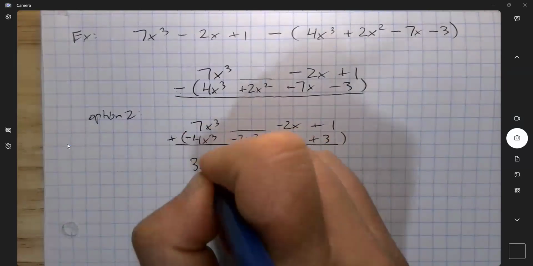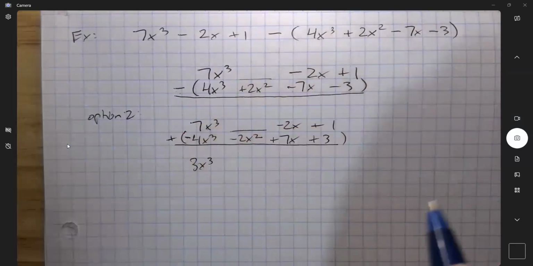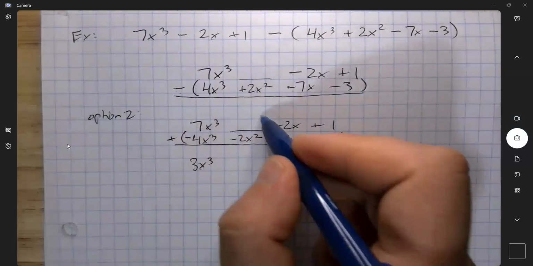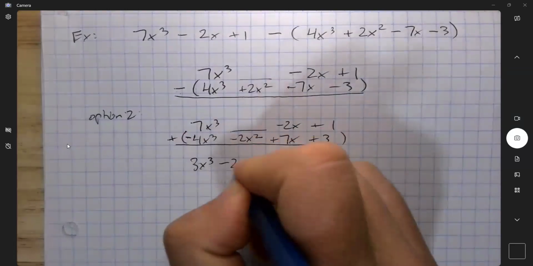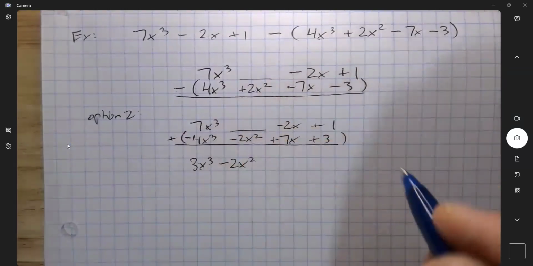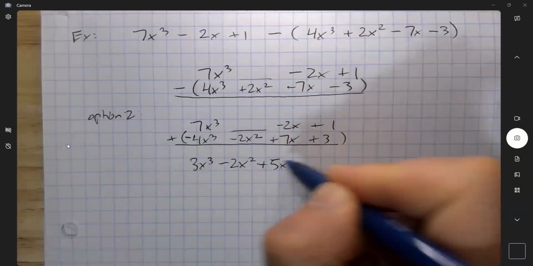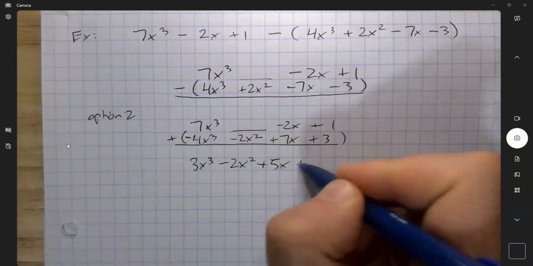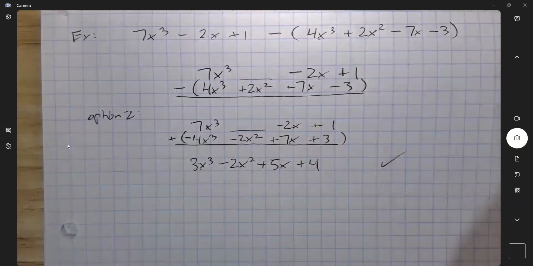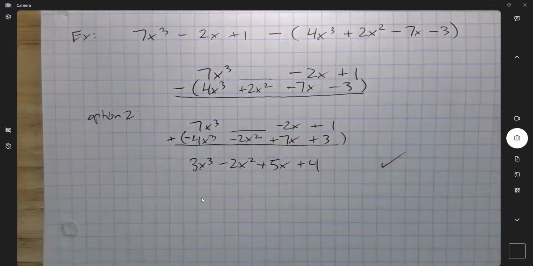I get 7x cubed minus 4x cubed is 3x cubed. Nothing minus 2x squared gives me a minus 2x squared. Minus 2x plus 7x gives me positive 5x. And 1 plus 3 gives me positive 4.